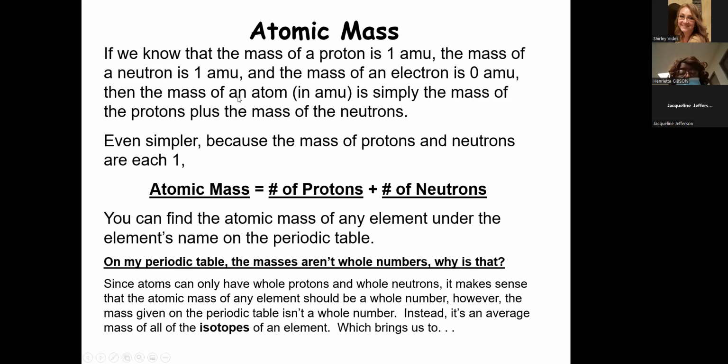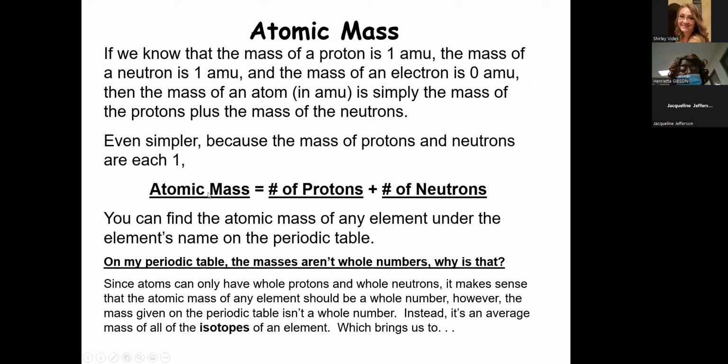All right, so then we have the atomic mass. That's the number on the periodic table, on the square below. Okay, the atomic mass of a proton is 1 AMU. The atomic mass of a neutron is 1 AMU. And the electron is 0. We looked at that. Then the mass of an atom is simply the mass of the protons plus the mass of the neutrons. Get that?